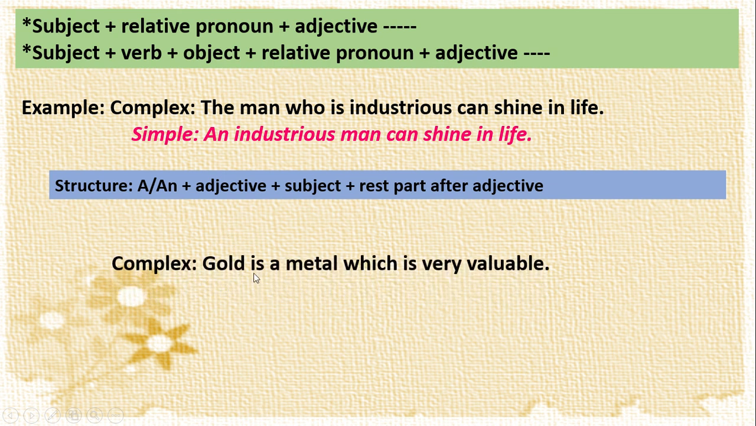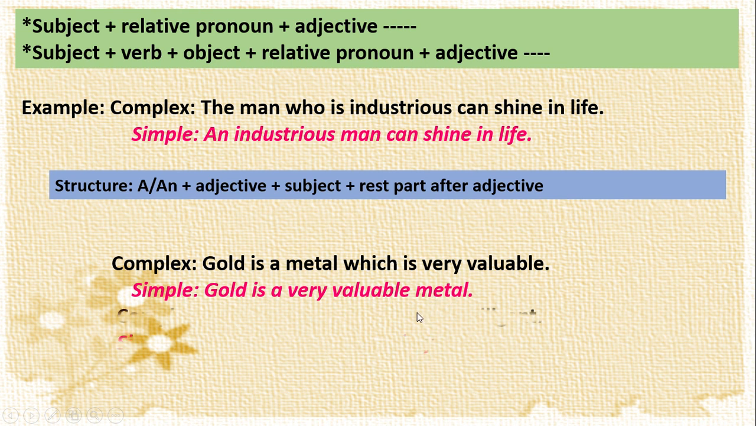See another example. Gold is a metal which is very valuable. Valuable, the adjective, is given here. Here subject plus verb plus object, then relative pronoun and adjective is given. Here in the same way we will make it simple as we did before. Only this object will be used after the adjective. It will be like this: Gold is a very valuable metal. Metal is the object of the complex sentence and it is used after the adjective in the simple sentence.